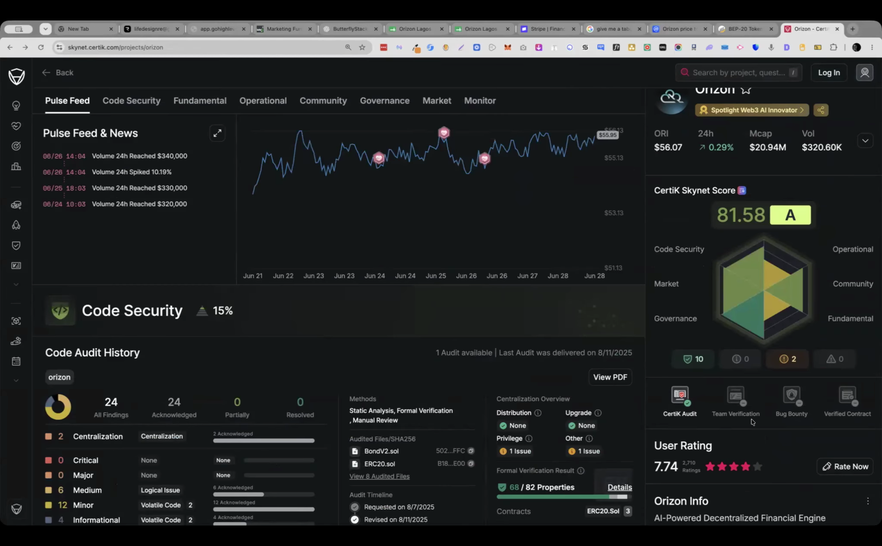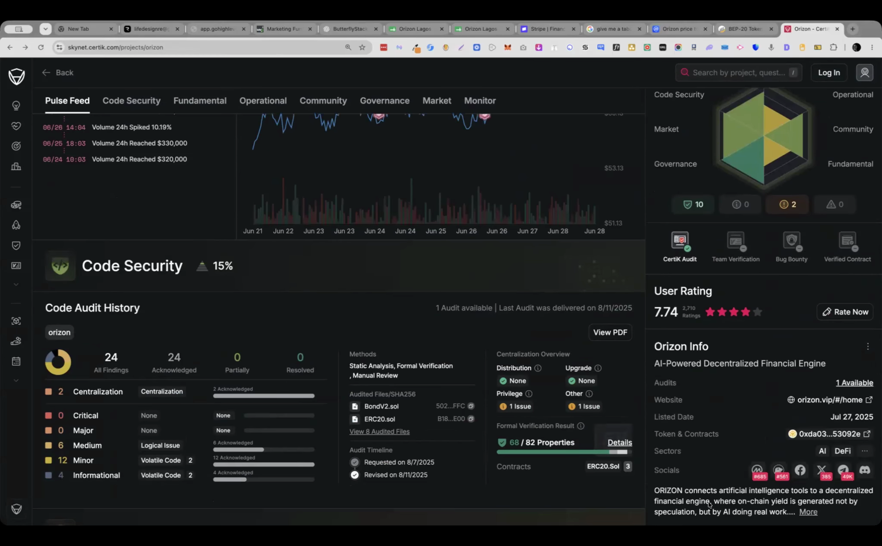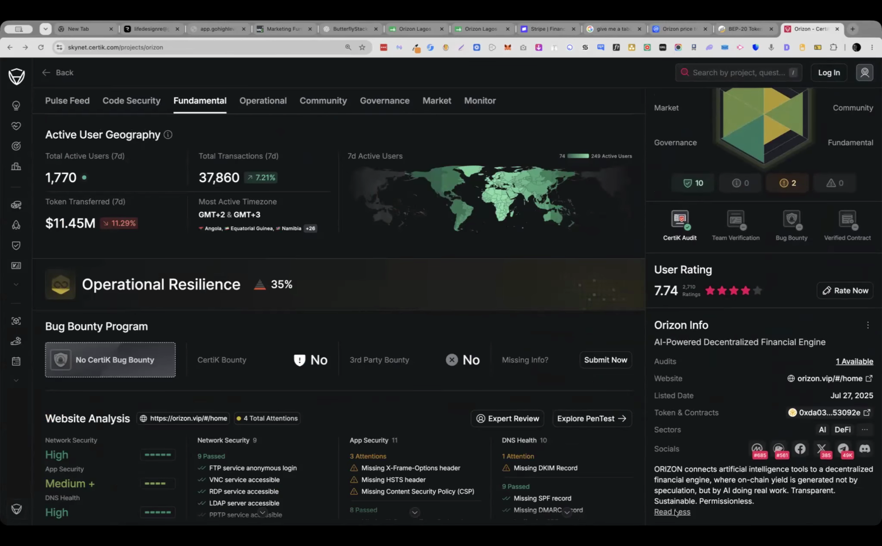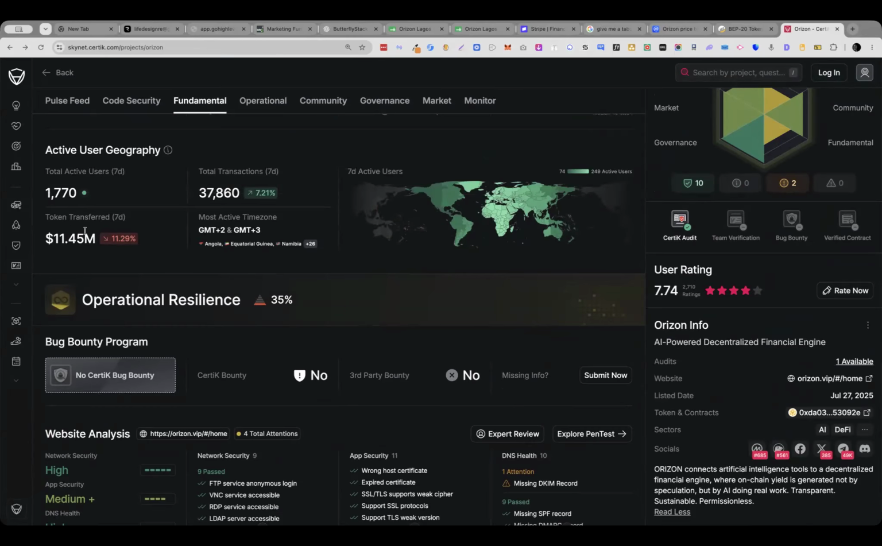Okay. Now, if you scroll down here also, you see what CETIC says about itself. Horizon connects artificial intelligence tools to a decentralized financial engine where on-chain yield is generated not by speculation, but by AI doing real work. It is transparent, sustainable, and permissionless. Now, it has $11.5 million worth of transactions in the last 7 days. As you can see, $11 million worth of transactions, and the price is what? Stable.